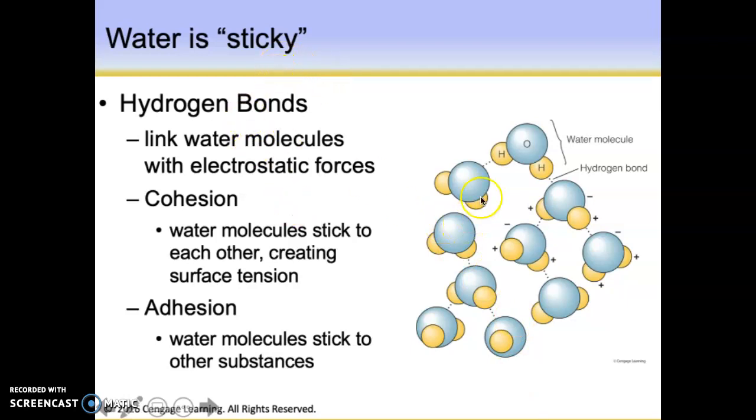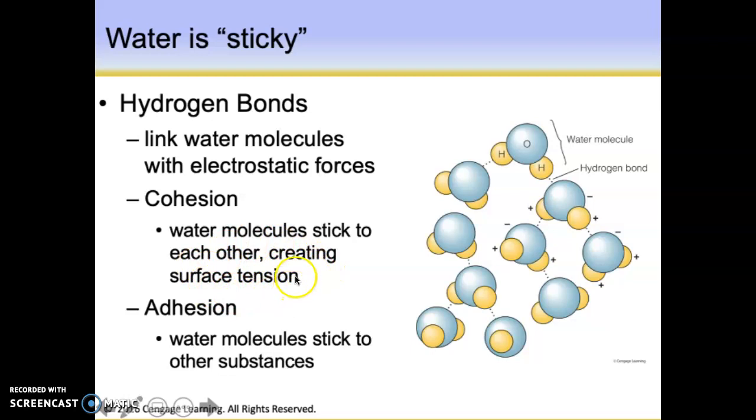The water molecules tend to stick to each other. You'll notice that the positively charged ears tend to point toward and stick to the negatively charged chins through these hydrogen bonds, and that means water likes to stick to itself. It means that water is cohesive. The water molecules stick to each other.